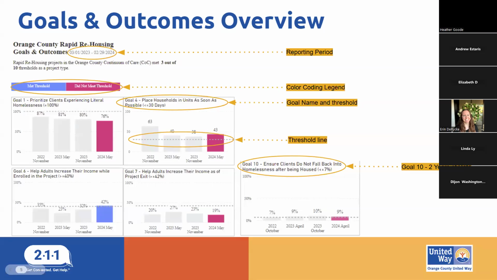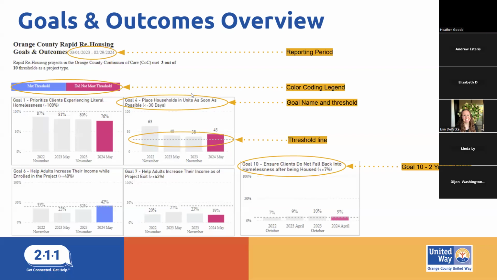We wanted to review the goals and outcomes overview page in case folks aren't familiar with it. Real briefly, this page goes over the goals over time, so we can easily compare current goal scores with previous performance from past reporting periods. In this top oval, you see the reporting period, and this next oval is the color coding legend that we use for the bars to determine whether they've met or did not meet the threshold.